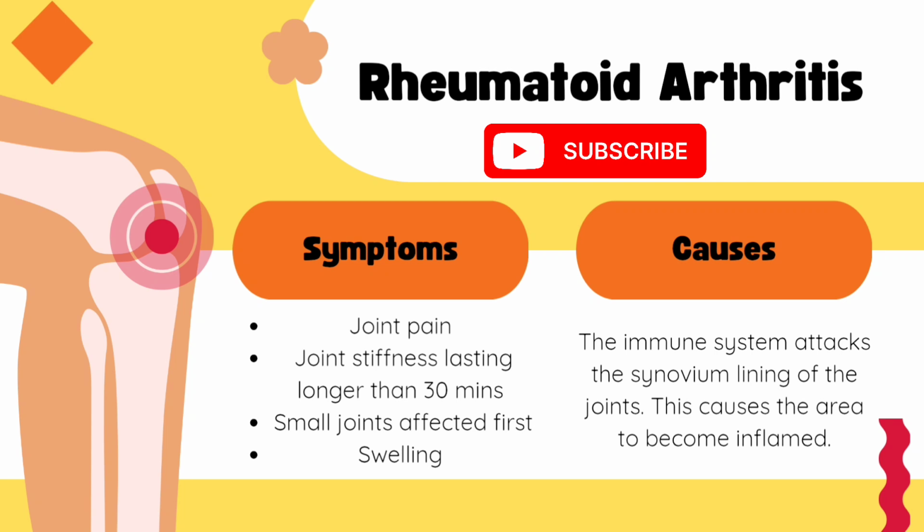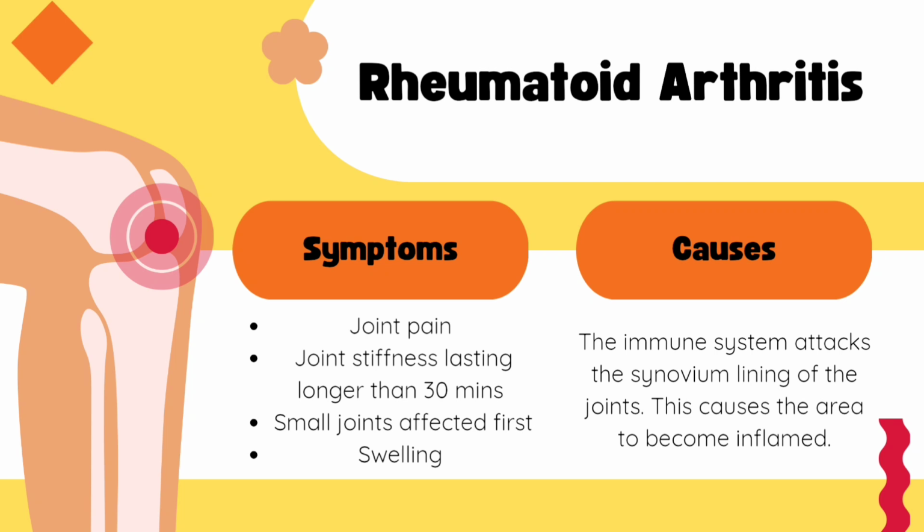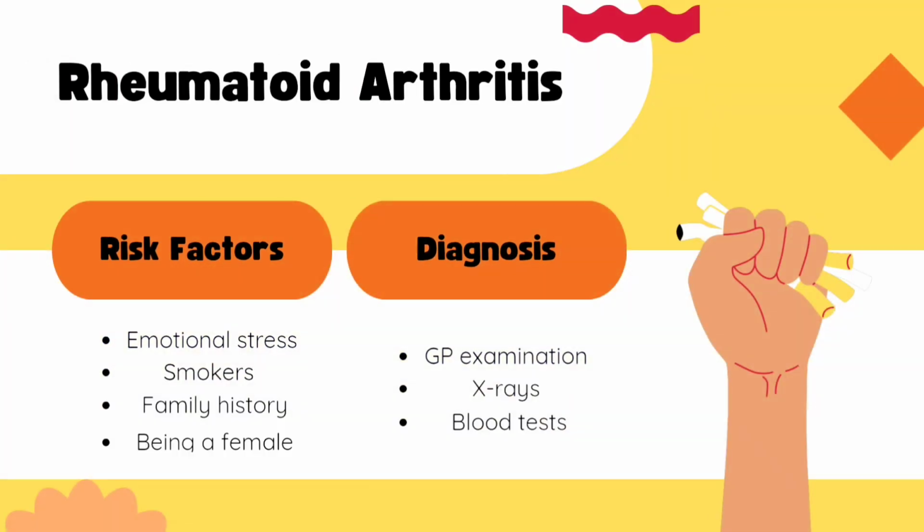Now, rheumatoid arthritis symptoms are different. That includes joint pain, stiffness that lasts longer than 30 minutes, and in this, the small joints are mainly affected, and it also includes swelling. Now, if you look at the causes, the immune system attacks the synovium lining of the joints, which causes the area to become inflamed. So this is the difference between rheumatoid arthritis and osteoarthritis.